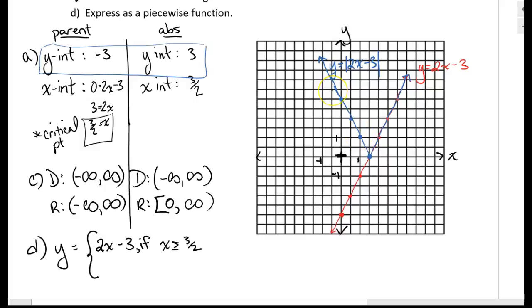But it is variant everywhere left of this. So I'm going to change all my signs. It's like putting a negative out in front of the whole thing. So it's going to be negative 2x plus 3 if x is less than 3 halves. Now you'll notice that only one of them is defined as equal to. If we define them both as being equal to 3 halves, then all of a sudden we've got 2 overlapping points, and that's not allowed.